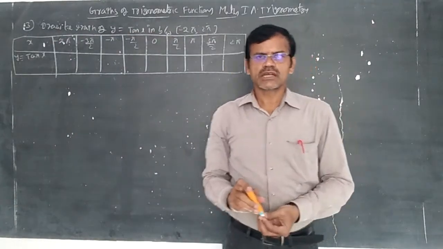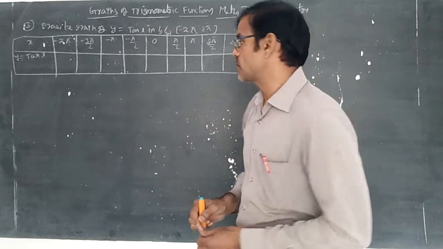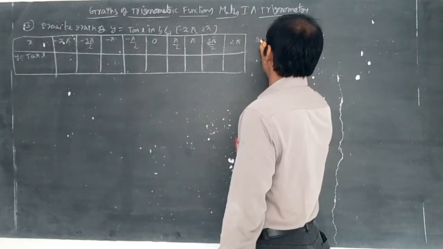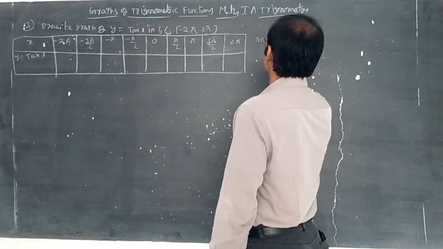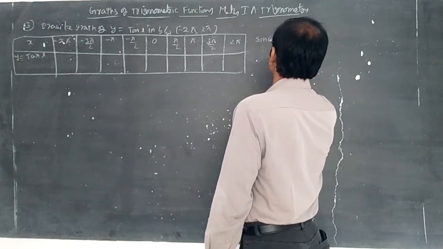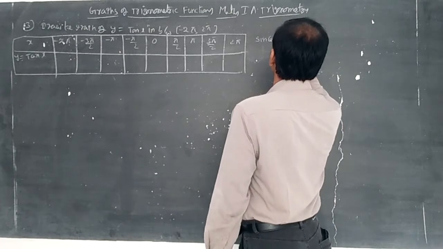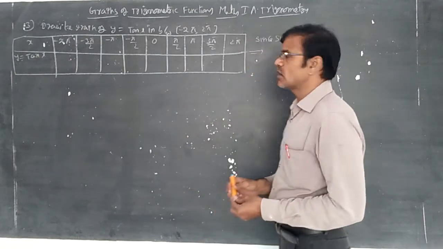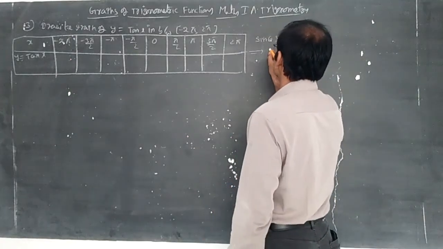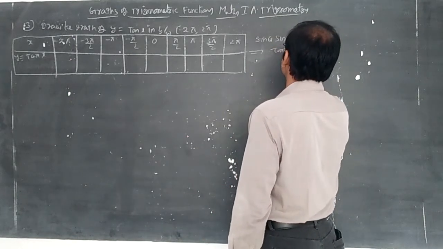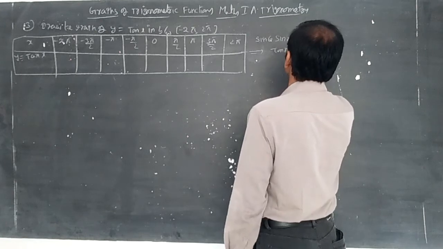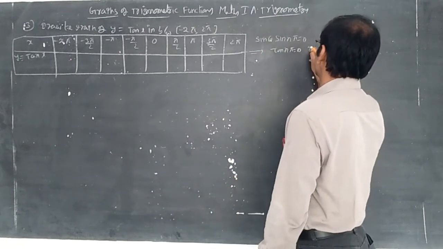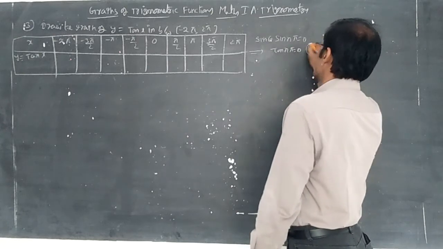We know that tan theta is equal to sin theta by cos theta. Since sin n pi is equal to 0, as I said yesterday, and 0 by anything becomes 0, you can write tan n pi is equal to 0. Here n belongs to z, not n belongs to rational numbers.